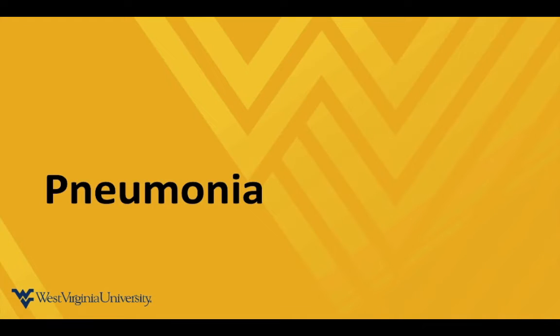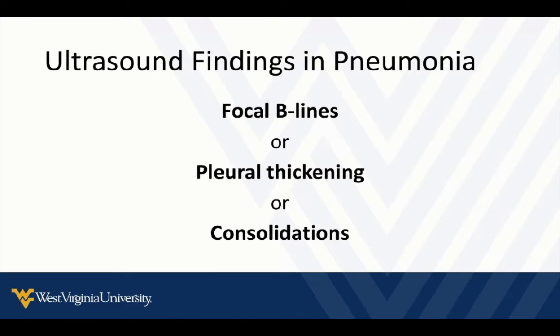So the last thing we're going to talk about is pneumonia. Now pneumonia has some overlap with some of the findings, but the clinical scenario and the distribution of findings is going to be different. So the findings in pneumonia are focal or irregularly distributed B lines, usually pleural thickening or other pleural abnormalities, and then we may see subpleural lesions or even kind of large consolidations. So let's take a look at what those look like.